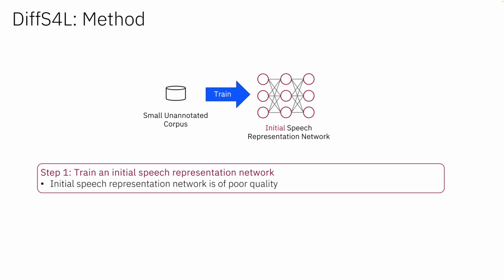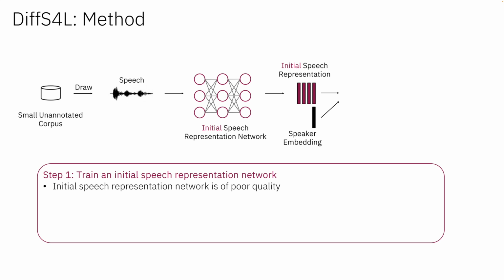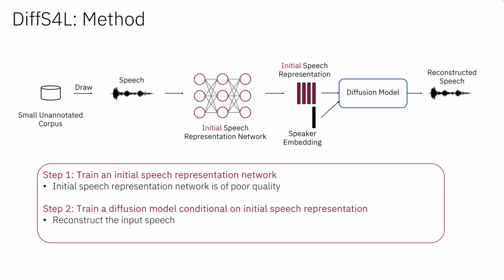Note that this initial representation network is of poor quality because of the limited dataset size, but it is sufficient for our augmentation purpose. Once the initial speech representation network is trained, for each speech utterance from the small dataset, we can obtain its initial speech representation. As the second step, we feed the initial speech representation, together with a speaker embedding extracted from the original speech, to a conditional diffusion model, which is trained to reconstruct the original speech. The diffusion model is trained only on the original small unannotated corpus.